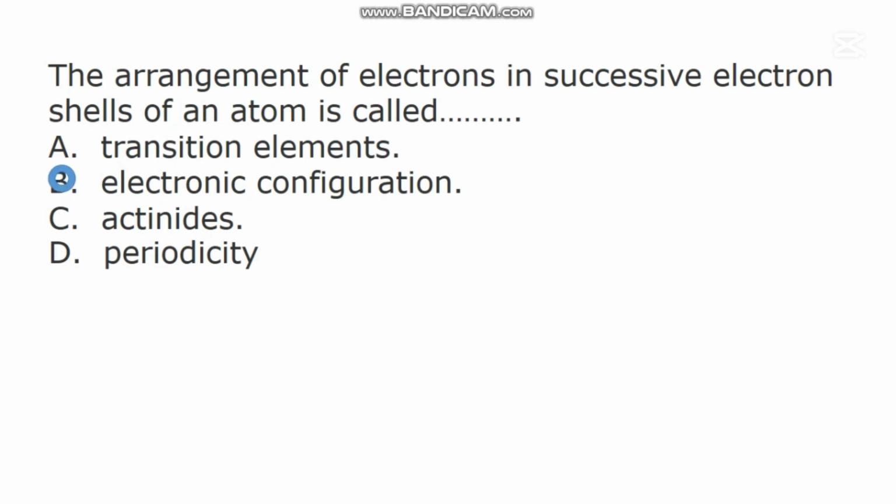Electronic configuration. Electronic configuration deals with the arrangement of electrons in successive shells of an atom. Studies have shown that an atom possesses shells and electrons are arranged in these shells of an atom. So this arrangement of electrons in successive shells of an atom is best described as electronic configuration.